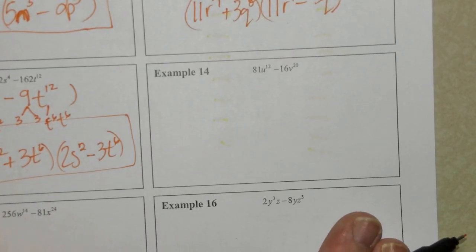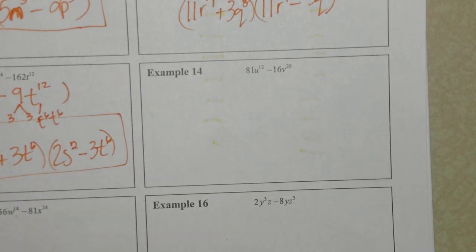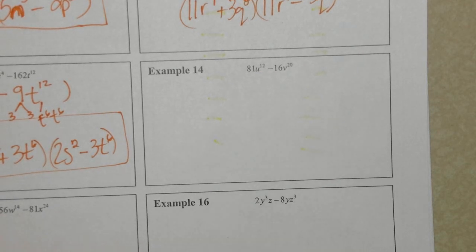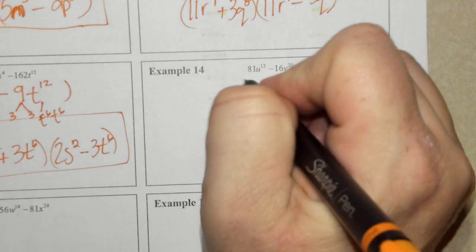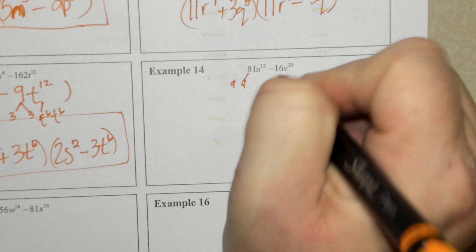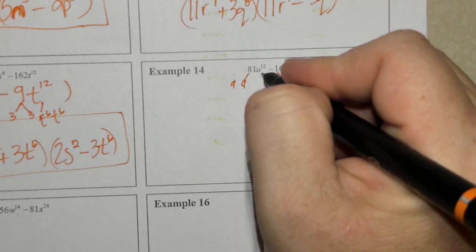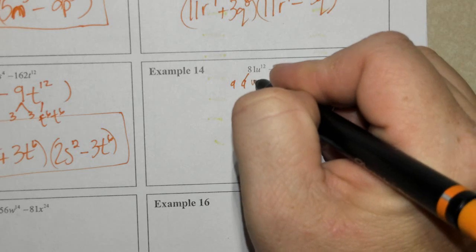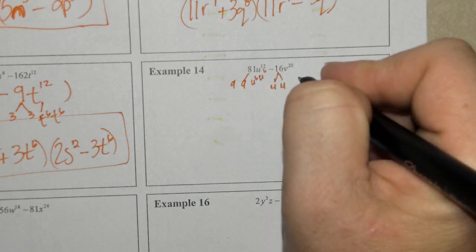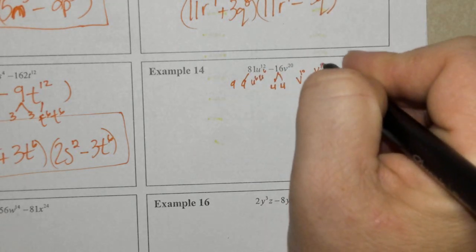Number 14. 81 and 16, are they on the list? Okay. Can I divide 12 and 20 by 2 and get a whole number? Okay. So 81 is 9 and 9. 16 is 4 and 4. This 12 breaks into 6 and 6, and the 20 breaks into 10 and 10.